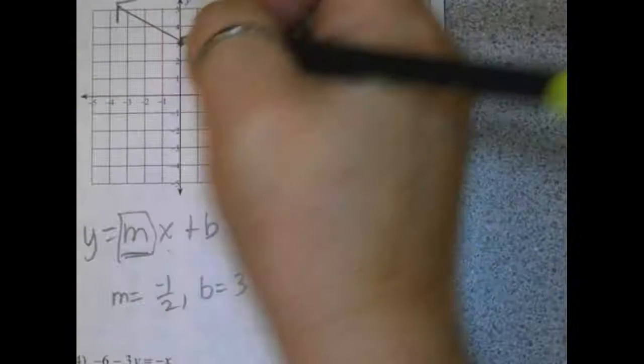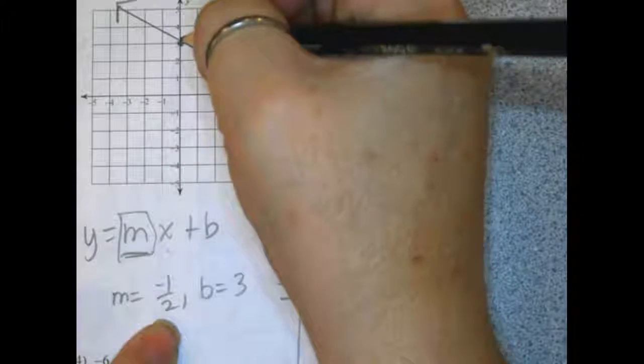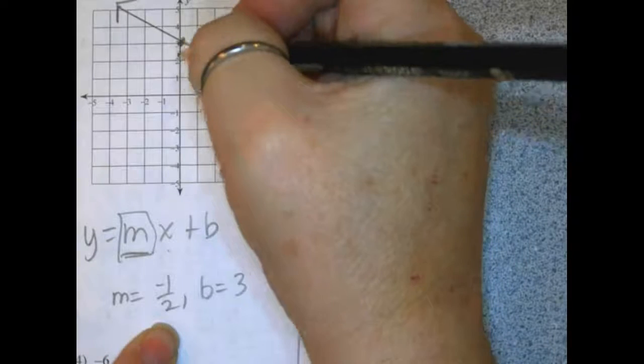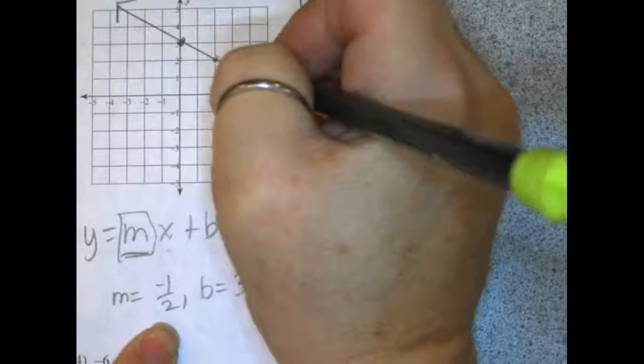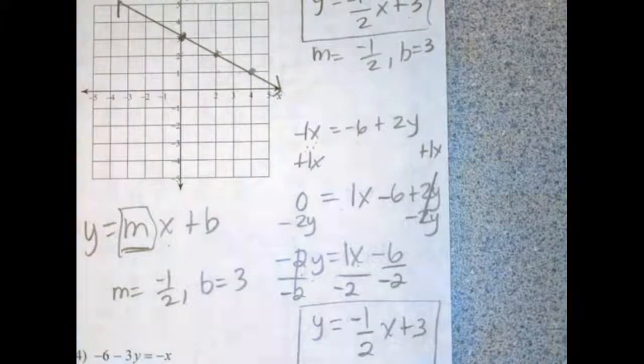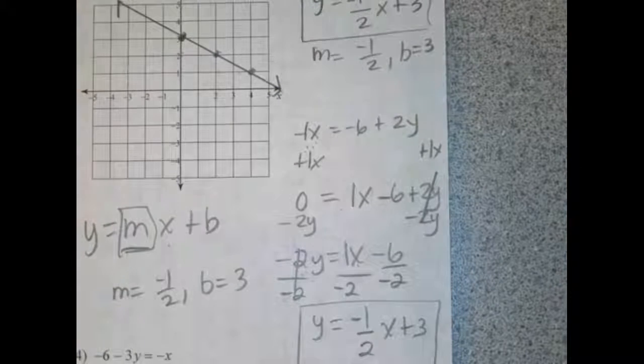Here's 3. And what's my slope? Go down 1 and over 2. Down 1, right 2. Oh, look. Wait a minute. What do you know about my lines? Shouldn't I have 2 lines? Do I have 2 lines? Why not? Because they're both the same. They're identical, right? So that tells me this is a special problem.